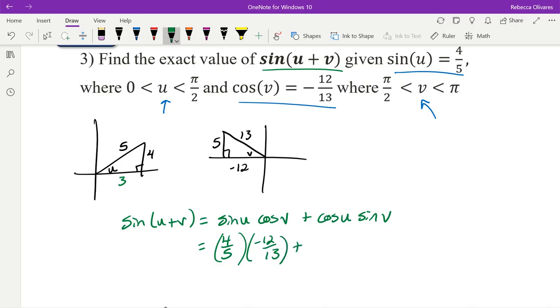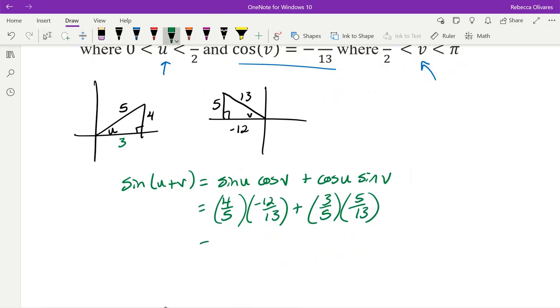Cosine of u, so looking over here at the triangle where you have the u, the cosine would be 3/5. And then sine of v, looking at our v triangle, the sine would be 5/13. And let's just multiply and simplify. That's negative 48 over 65 plus 15 over 65. And so we get negative 33 over 65.